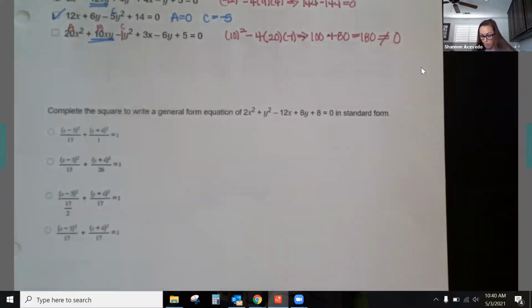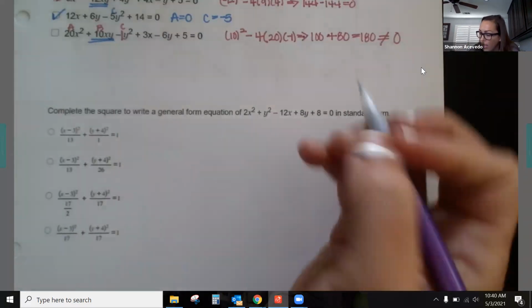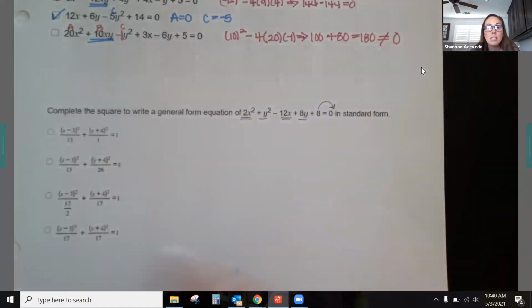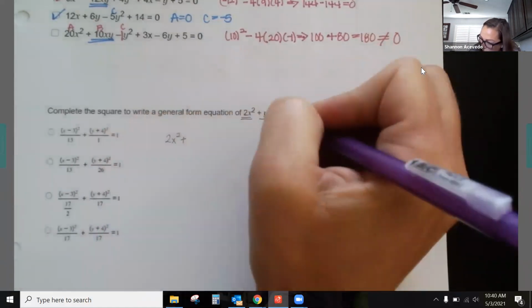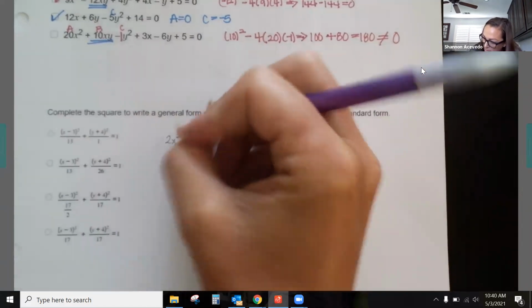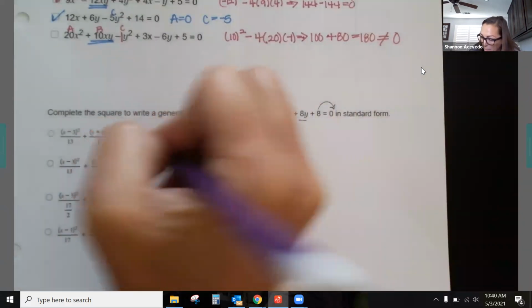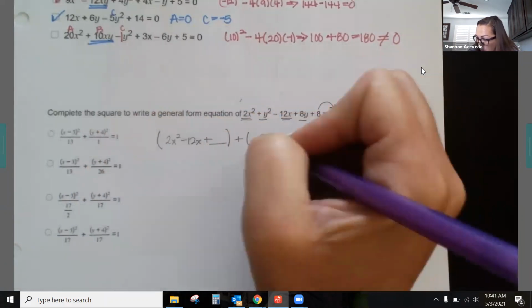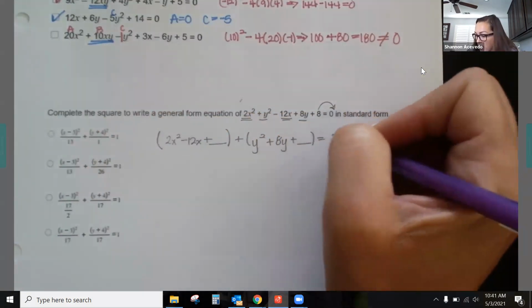So let's go ahead and work out how we complete the square for this. If you recall from Friday's lesson, the first thing I want to do is group my x's together, group my y's together, and move my constant to the right side. So I end up with 2x squared, oops, sorry, it's minus 12x plus, and then I always add in my blank. Plus y squared plus 8y plus blank is equal to, I'm going to move my 8 over, so that becomes a negative 8.